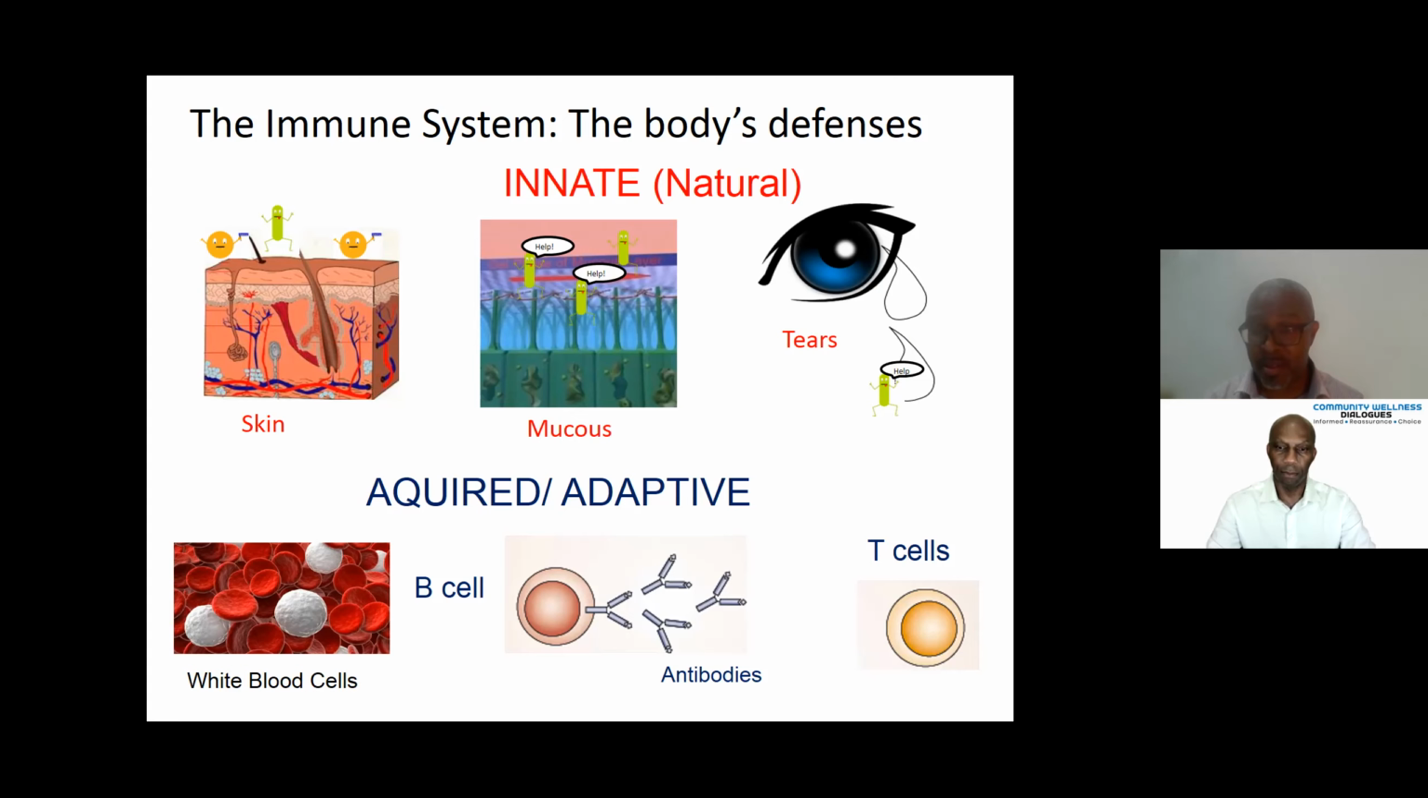What's really important about this adaptive immune system is that it's an evolutionary advance. Lower animals or invertebrates, like flies and similar organisms, don't actually have this adaptive immune system. This adaptive immune system is actually a real difference in evolution.